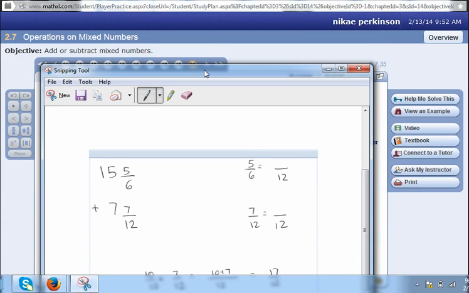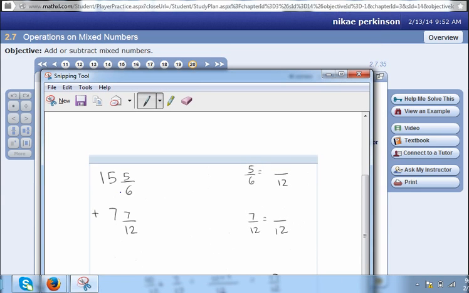Okay, so what I'm going to do for this, and I could change both of these to improper fractions, find the LCD, and then add and then change them back to mixed numbers. But what I'm going to do is add the fraction part and the whole number separately. So if I look at adding 5/6 and 7/12, I notice they are unlike fractions, and the least common denominator for both is 12. So I need to write equivalent fractions.